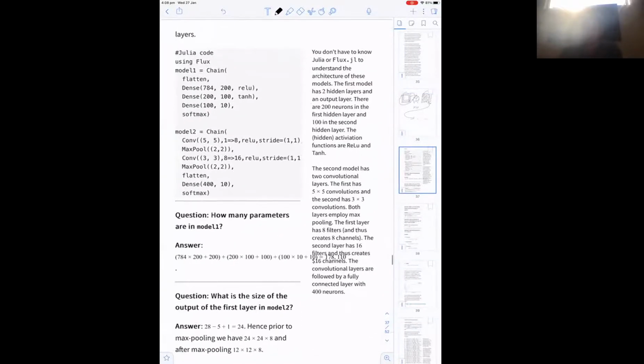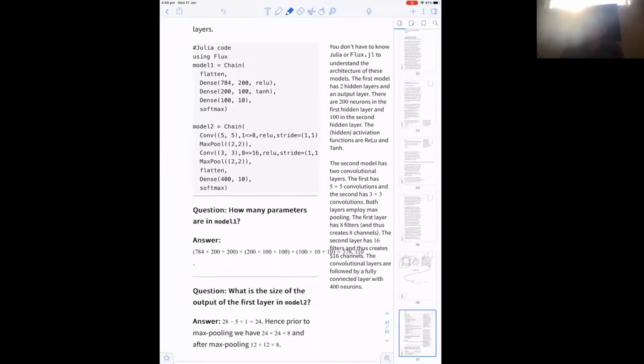So we had two architectures here, and I think this is where we should pick up. Architecture one is, and again, this is Flux code. Your PyTorch or Keras or TensorFlow or Caffe2 code will look slightly different, but in general it is the same type of thing.